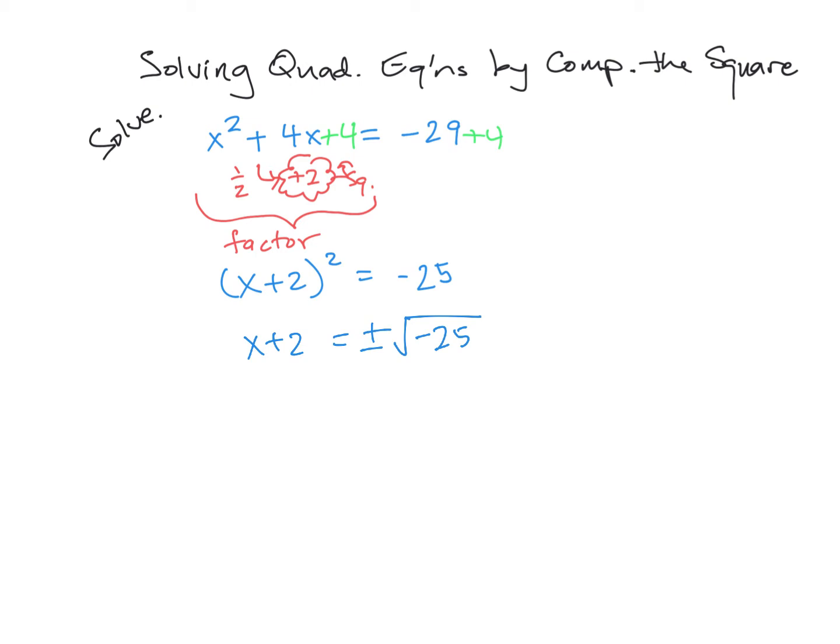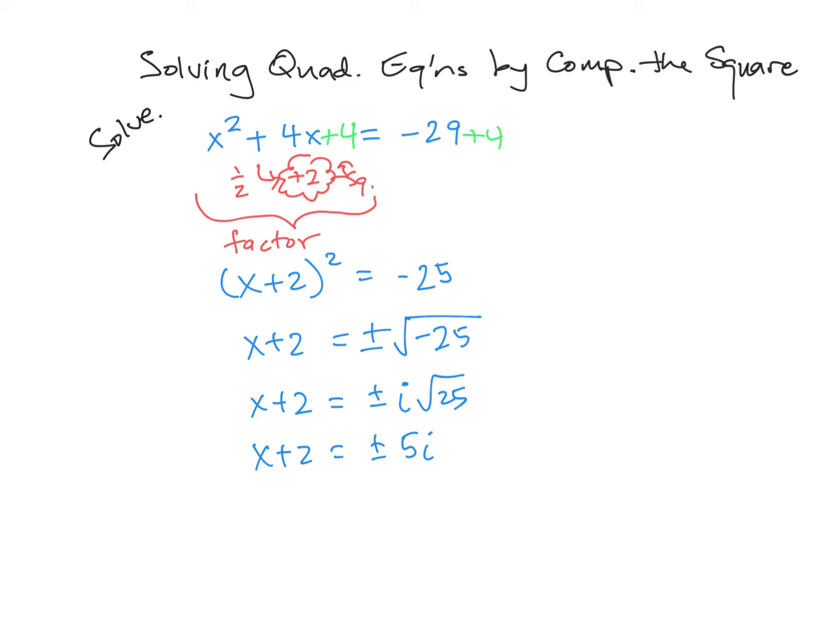And this gives me something on the right that I can simplify a little bit. Recall, the square root of a negative number is automatically going to become an imaginary number i. So this is plus or minus i square root of 25. But the square root of 25 also simplifies to just 5. So x plus 2 equals plus or minus 5i. So i's on the prize.